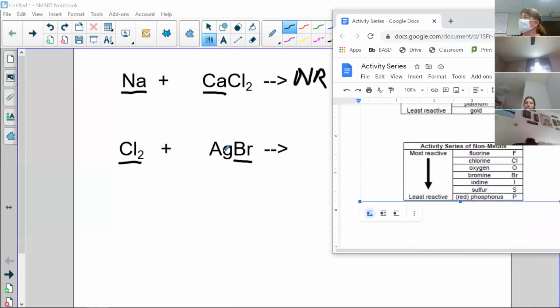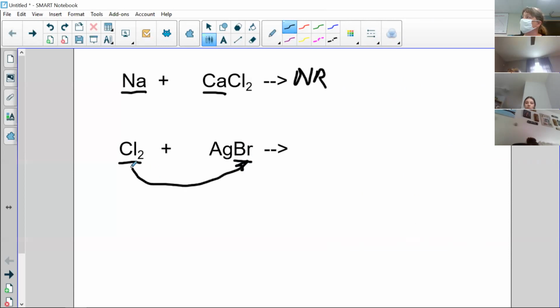which is down here. So for this to happen, chlorine has to be above bromine. Chlorine must be above bromine, and it is. So that means these two are going to trade places, which means now bromine is going to be the one by itself. And silver and chlorine are going to connect, but it's not ClAg, because remember, your metal always gets written first. So it's going to be AgCl.